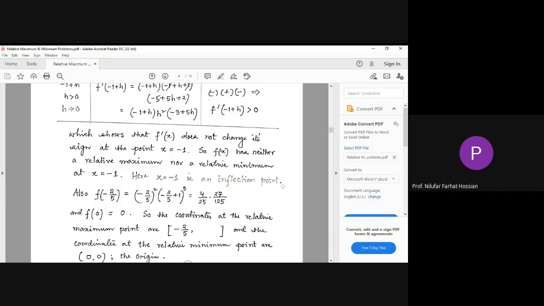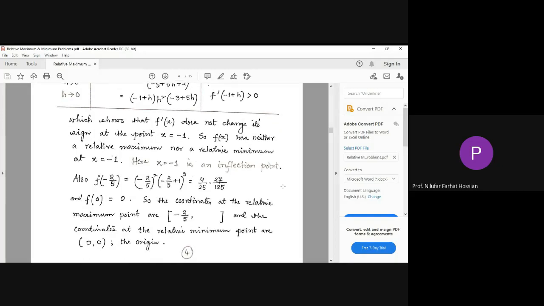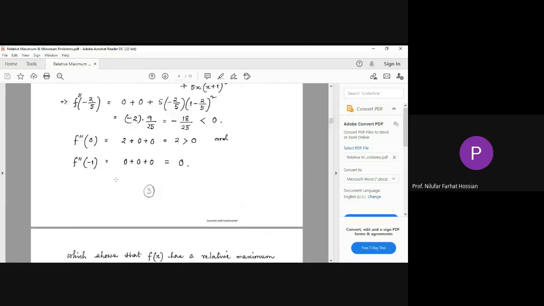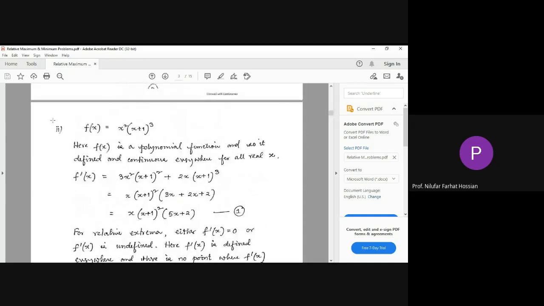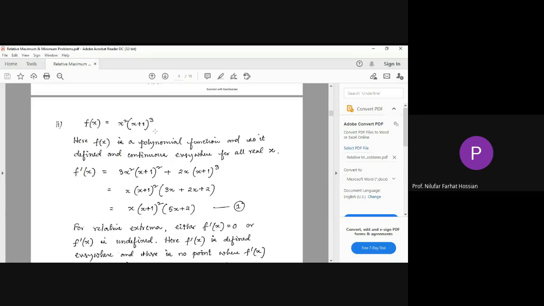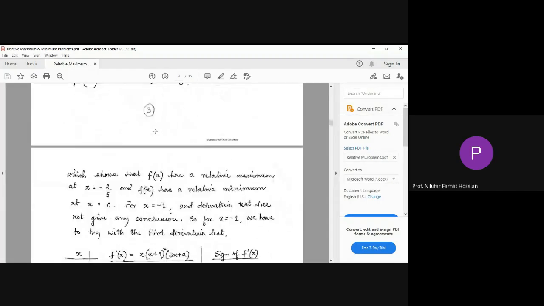Now your question was to find the coordinates of the maximum or minimum point. There are two extrema. One is at minus 2 by 5. So you go back to the original function, just put x equal to minus 2 by 5. This was our original function. Once you put x equal to minus 2 by 5, get the value of the function, which will give you the ordinate of the point, and the next critical point was 0. Here f of 0 will be 0.